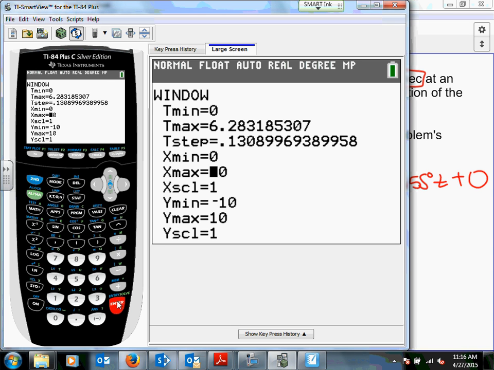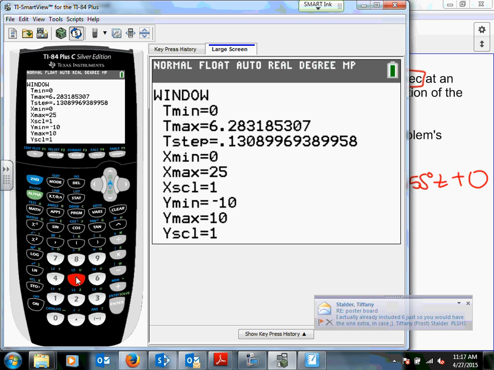What do you think? We want to stretch it out, because from negative 10 to 10 we couldn't see the parabola coming down, right? So we need more. So would you say 20? 20, 30? What do you want?